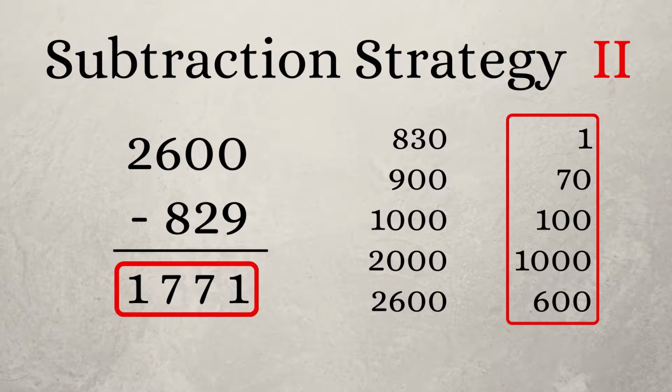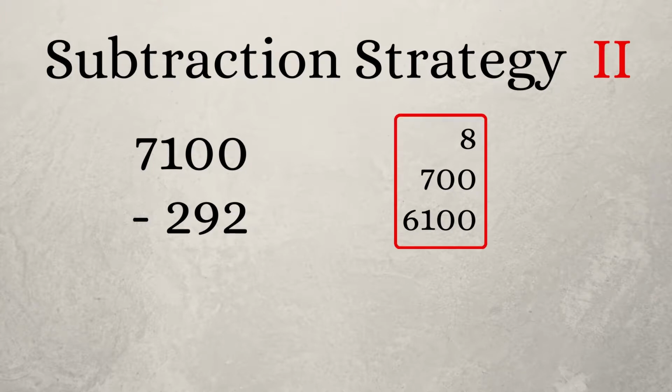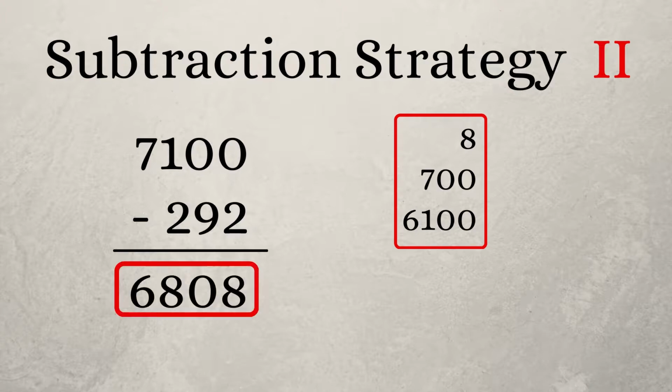Let's check another case, and this time we'll skip a step. 7100 minus 292. Start from 292. First jump is 8 steps to 300. Then 700 steps to 1000, followed by 6100 steps to 7100. Now all that adds up to give 6808, our answer.